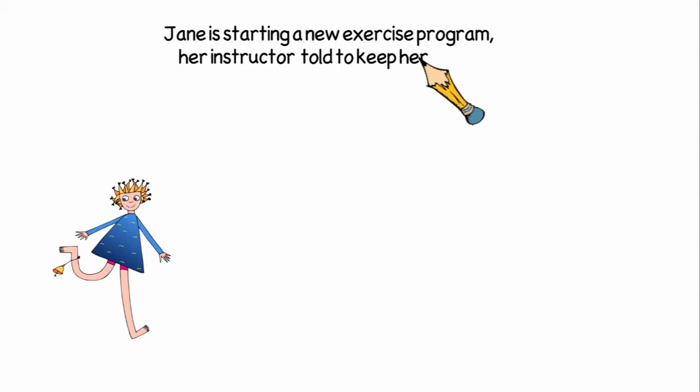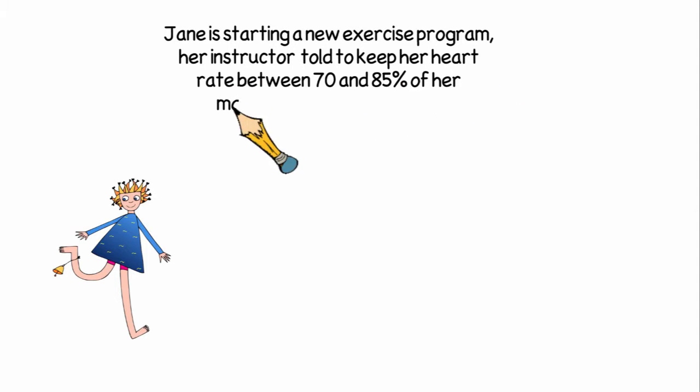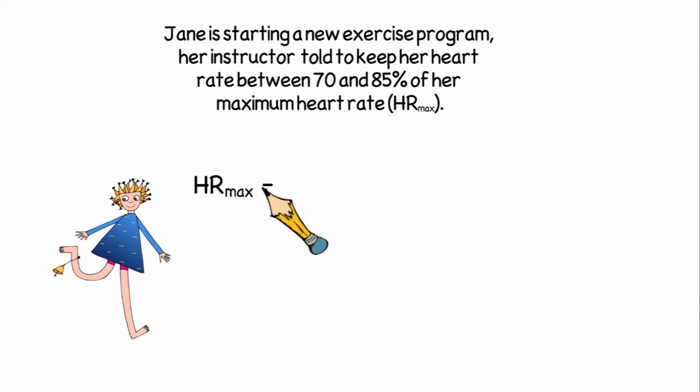Let's look at another example. Jane is starting a new exercise program. Her instructor told her to keep her heart rate between 70 and 85% of her maximum heart rate. To find the maximum heart rate in beats per minute, this formula is often used: the maximum heart rate is equal to 208 minus 0.7 times the person's age. So let's estimate the maximum heart rate for Jane, who's 15.